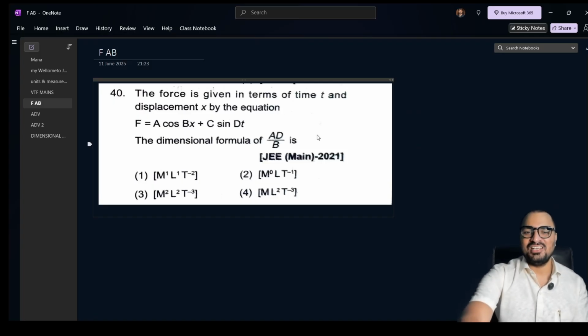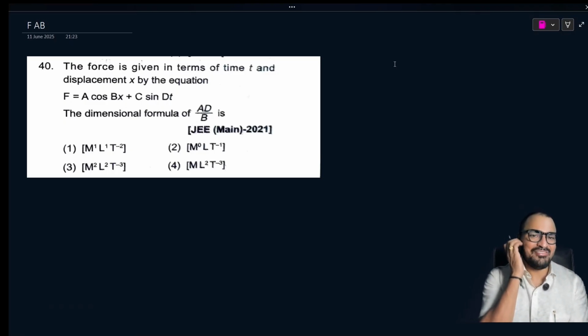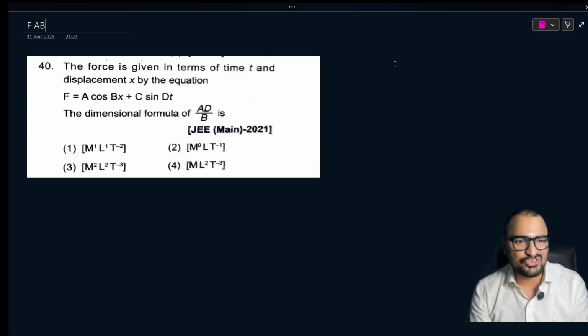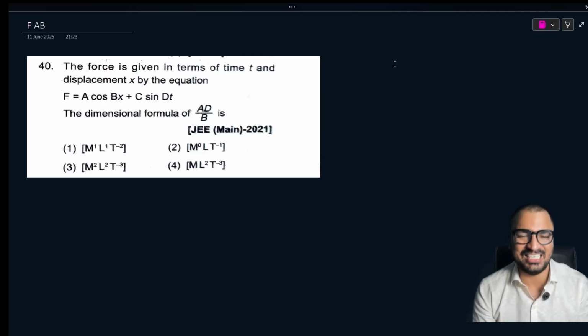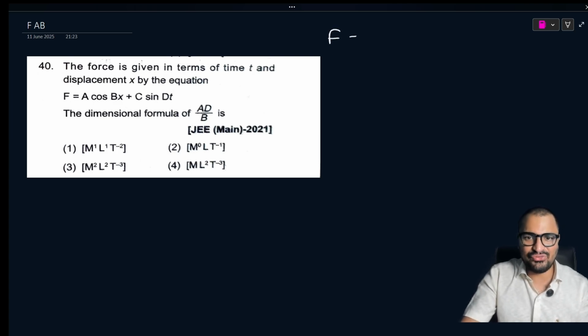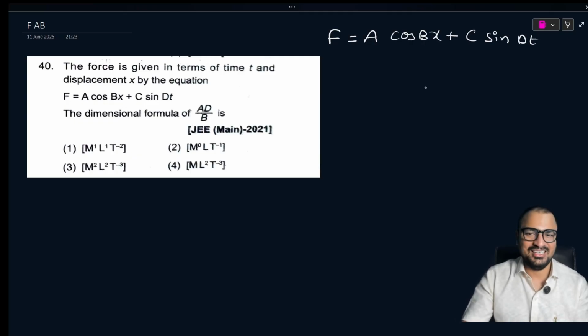See the question. Force is given in terms of time and displacement by the equation F is equal to A cos bx plus C sin dt. A cos bx and C sin dt. That means the dimension of F is equal to the dimension of A cos bx plus C sin dt.